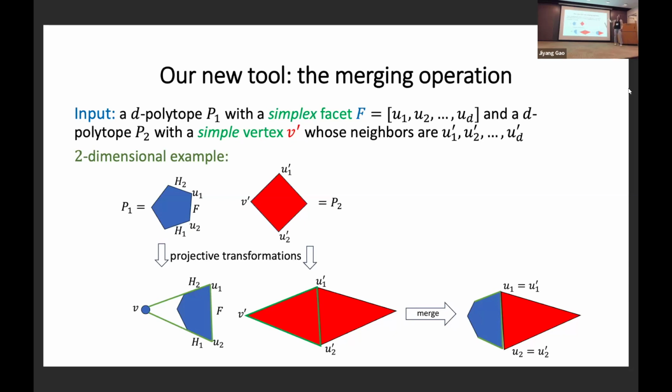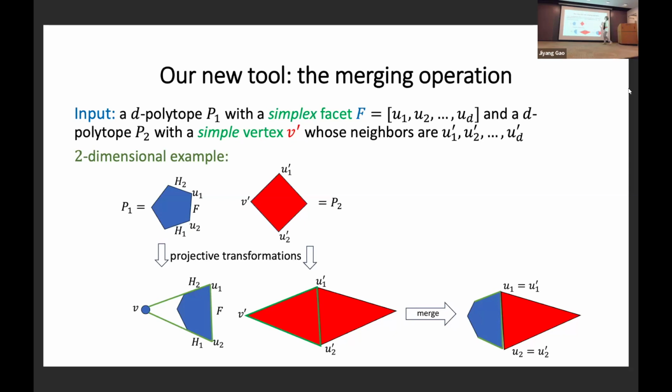So instead of just showing you the definition to start with, let's work in a natural example. Then I will show you the definition, and then I will show you a three-dimensional picture. Okay, so to be able to merge polytopes, we need to have two d-dimensional polytopes that satisfy certain properties.